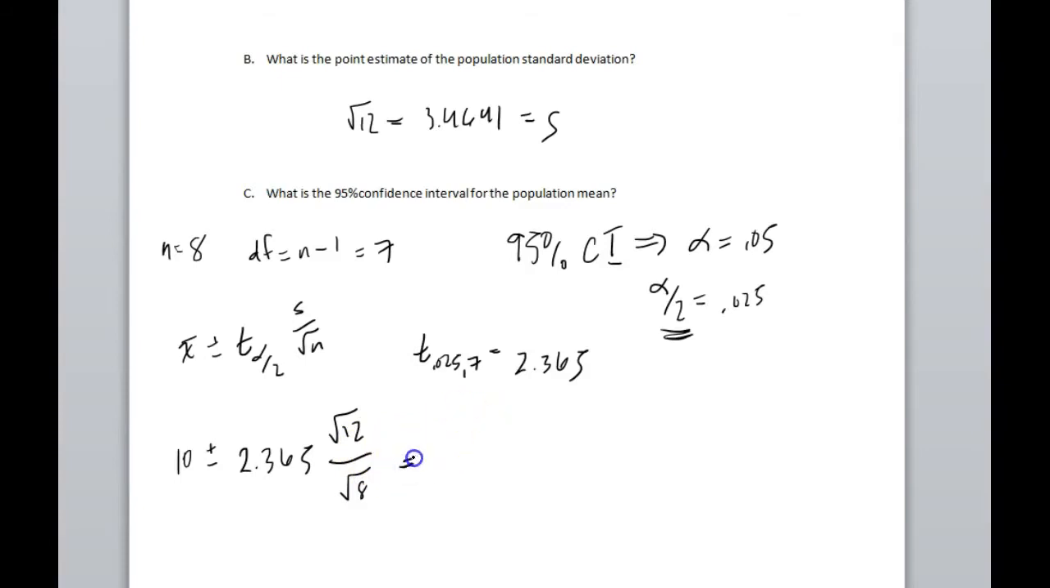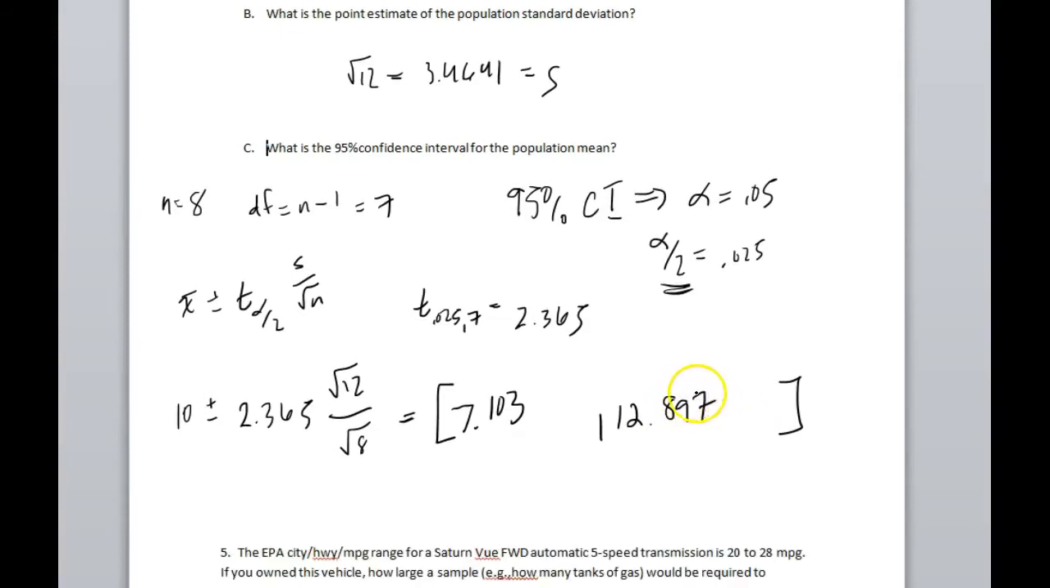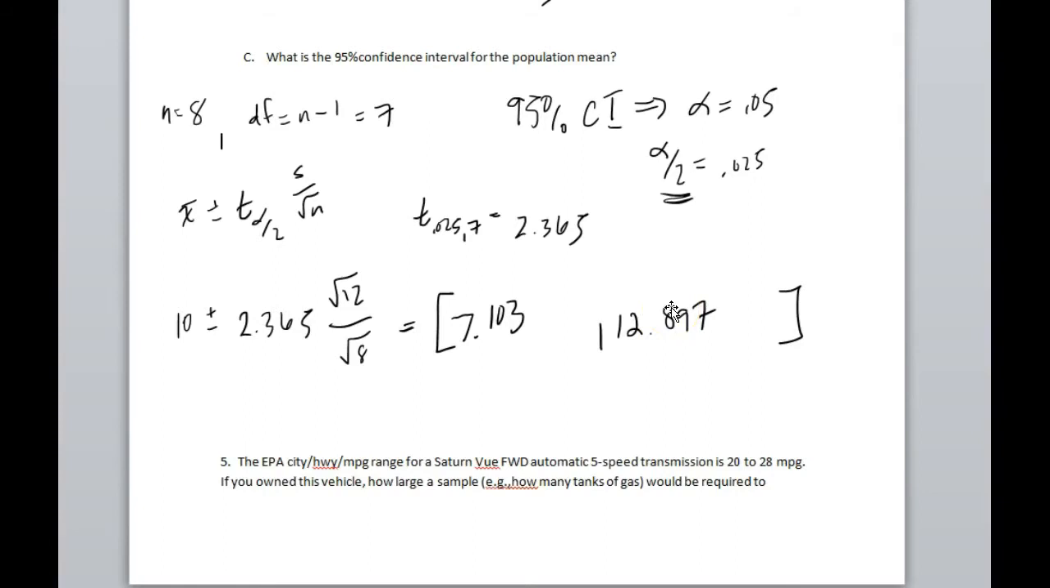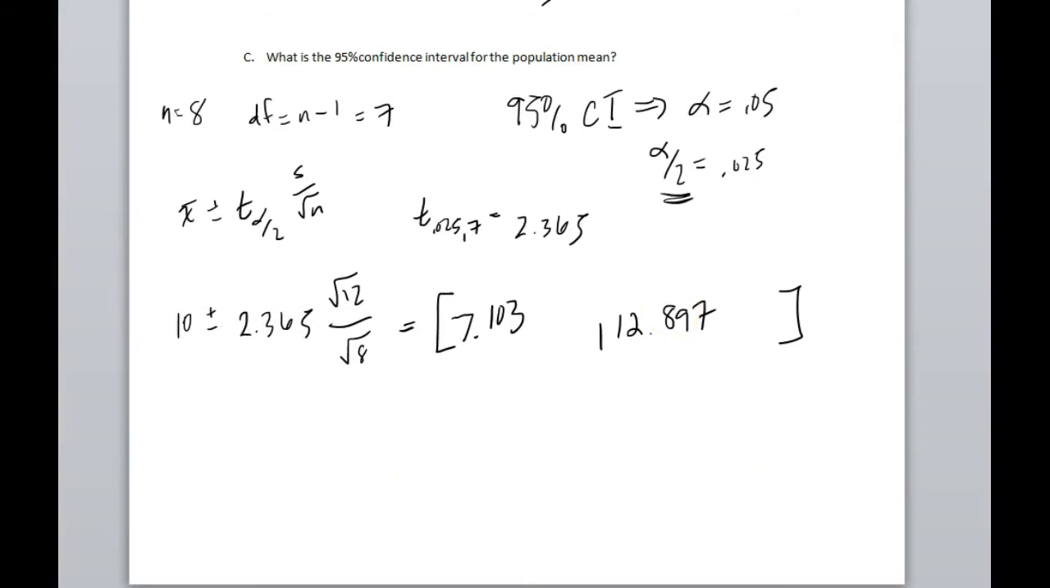And when we calculate this all out, we're getting an interval, right? Because we did the plus or minus calculation. And we are going to come up with, sorry, I had to calculate that. The interval of 7.103 to 12.897. That's that. Okay, so that was T.